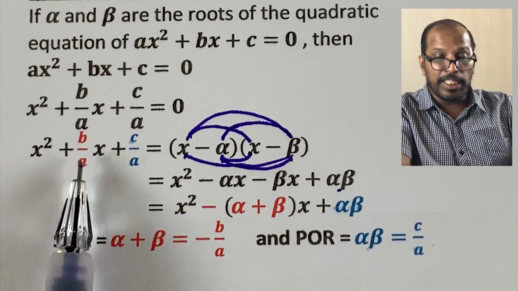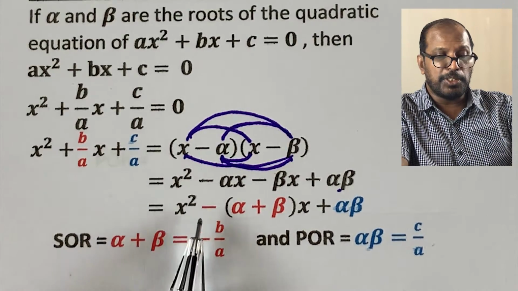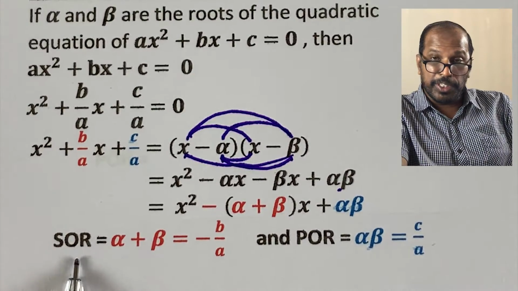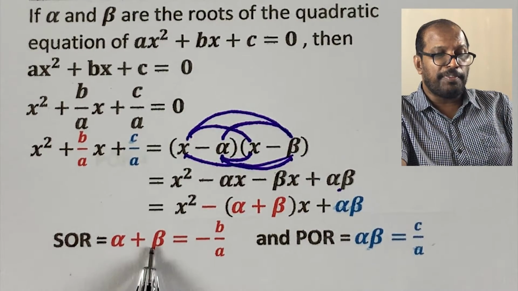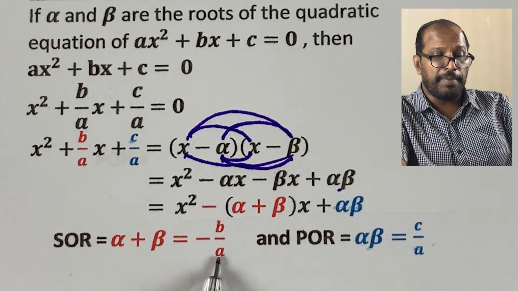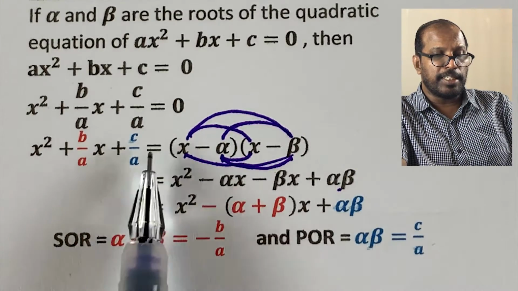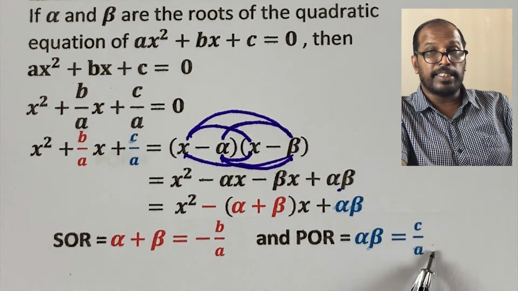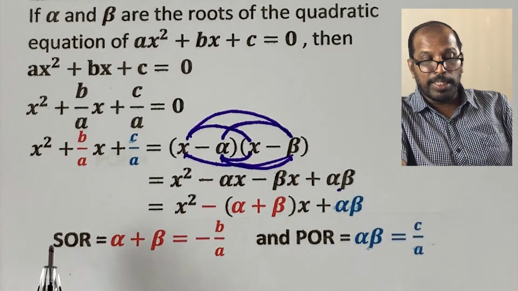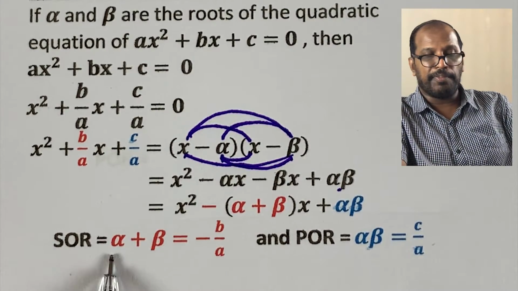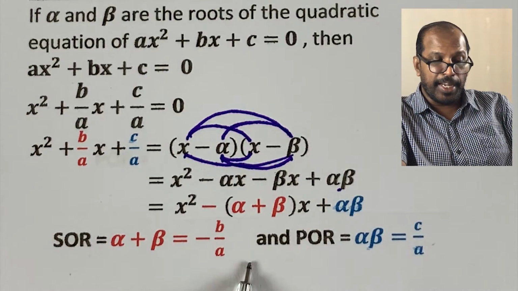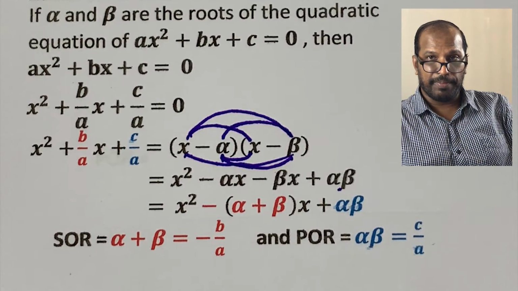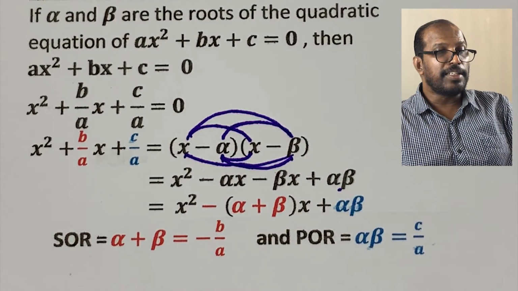We compare the red color, the b over a is equivalent to negative (alpha plus beta). Therefore, we can conclude that the sum of the roots, alpha plus beta, equals negative b over a, and the product of the roots, the blue color here, c over a, equals alpha beta. So this is what we call the second formula. You must remember the sum of the roots, alpha plus beta, equals negative b over a, and the product of the roots, alpha beta, equals c over a. So now we have done the second formula.